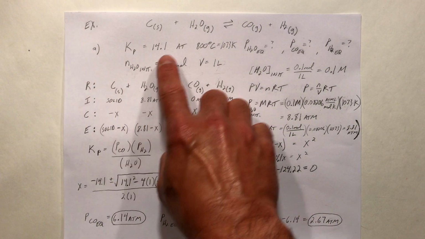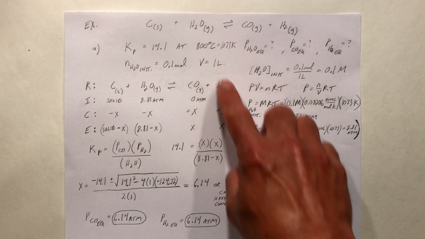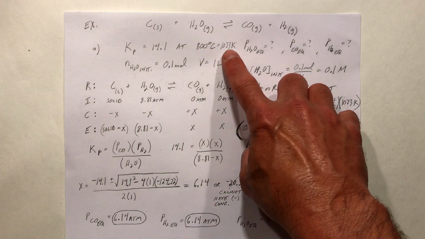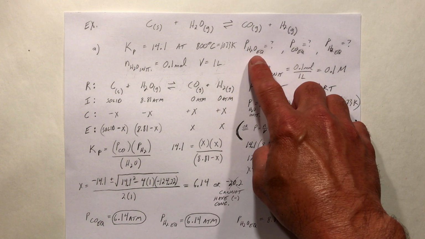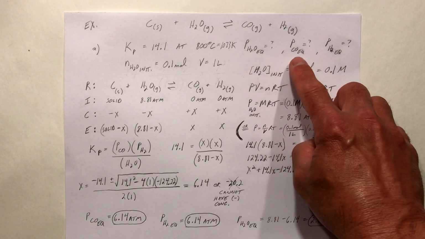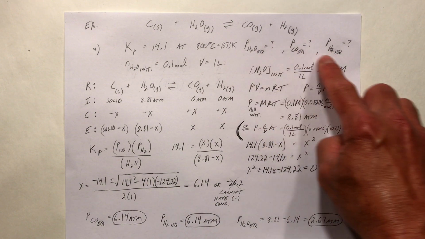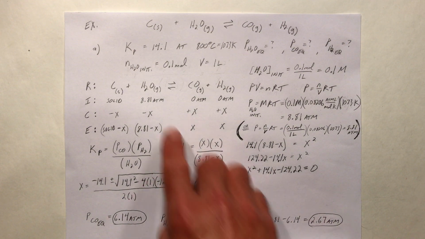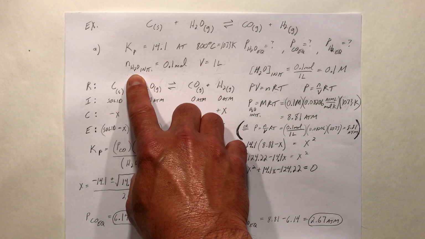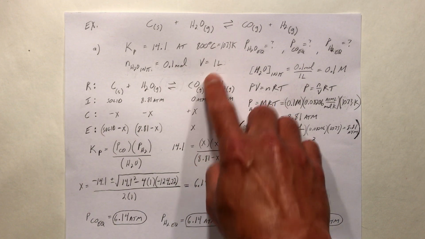In part A, let's say that we have Kp equal to 14.1 at 800 degrees Celsius, or 1073 Kelvin. Let's calculate the partial pressure of H2O, CO, and H2 at equilibrium, given that the initial amount of moles of H2O was 0.1 moles and the volume of the container is 1 liter.